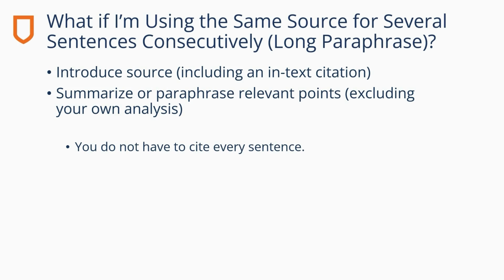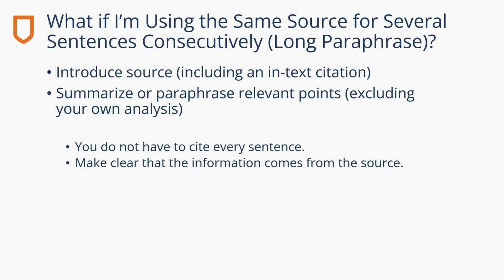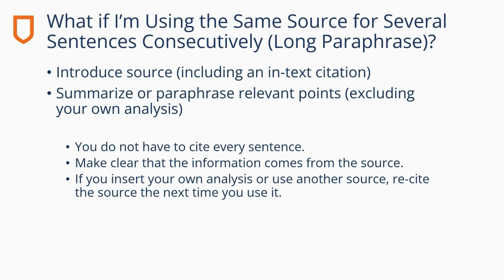So when paraphrasing a source for several sentences, you do not need to cite every sentence. Cite only the first sentence that introduces the source. But double check that it is clear throughout all the sentences that the information comes from that source. We'll see this in the example. If you insert your own analysis, use another source, or start a new paragraph, you will need to re-cite the source the next time you use it.